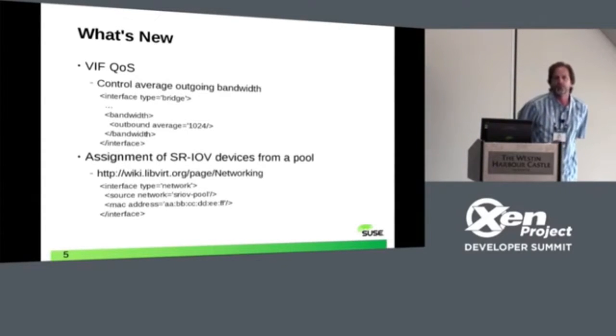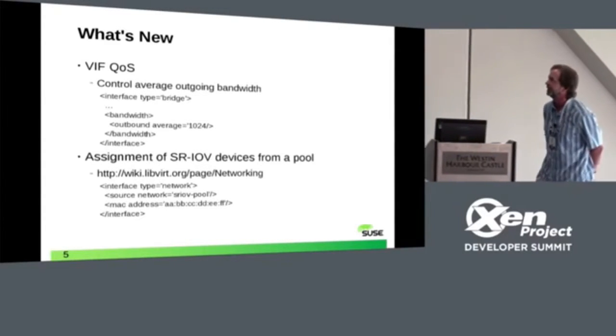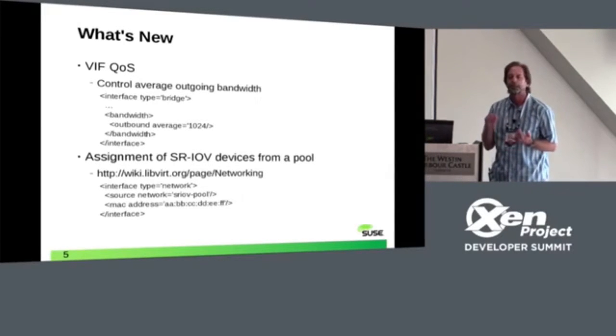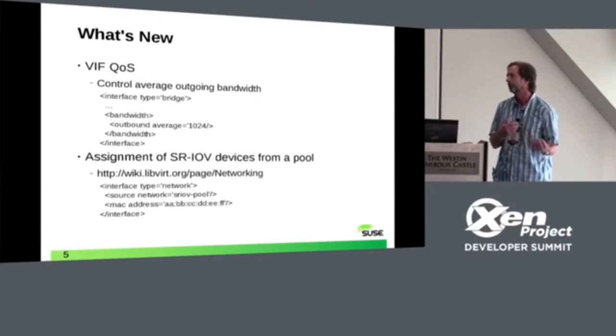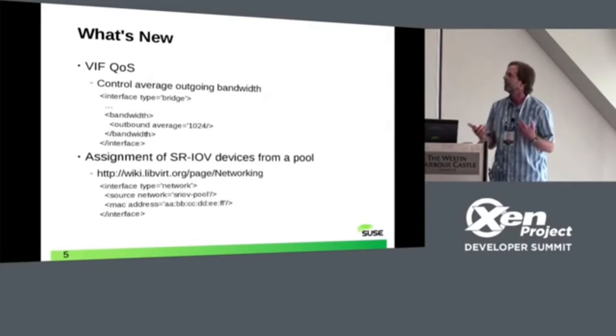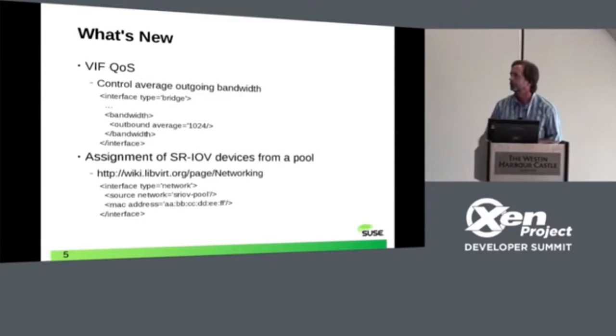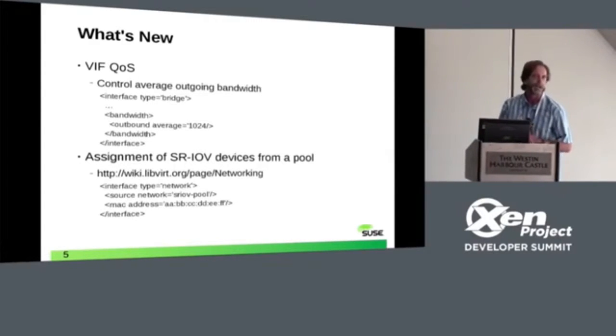We added support for minimal VIF quality of service. libvirt actually supports specifying average, peak, floor, and burst bandwidth limitations for both incoming and outgoing traffic. libxl only supports a rate and an interval on inbound or on outbound. So about the best we could do in libvirt is support the outbound average, but we got that implemented.